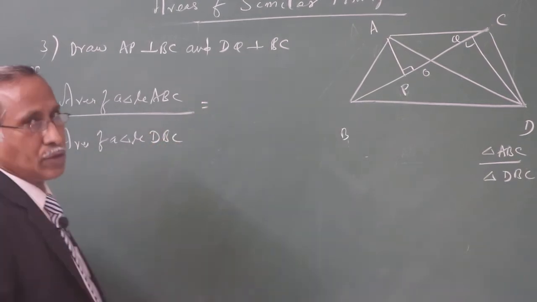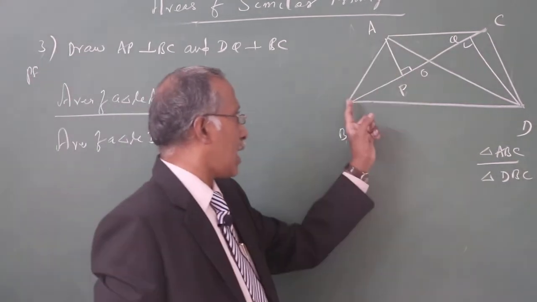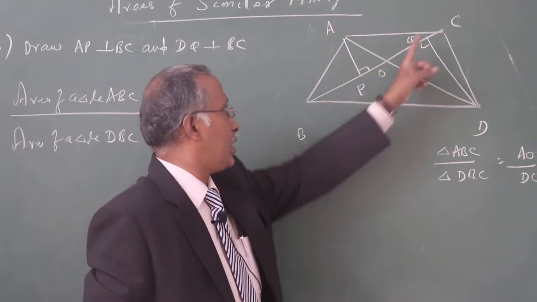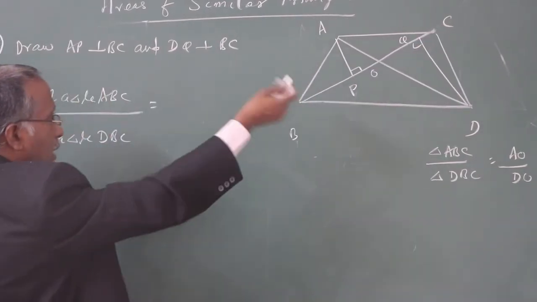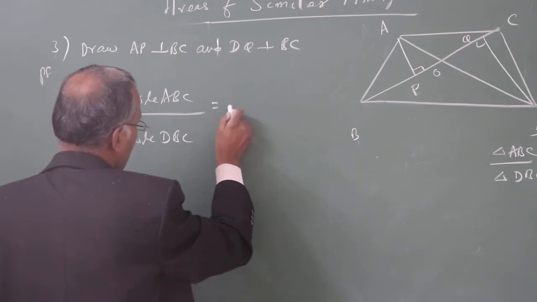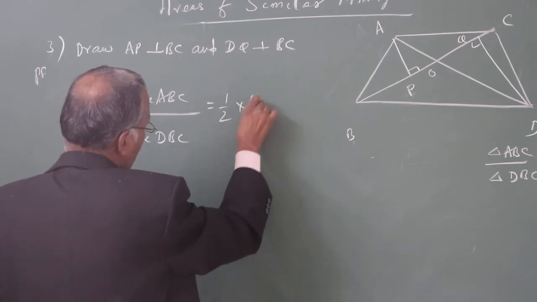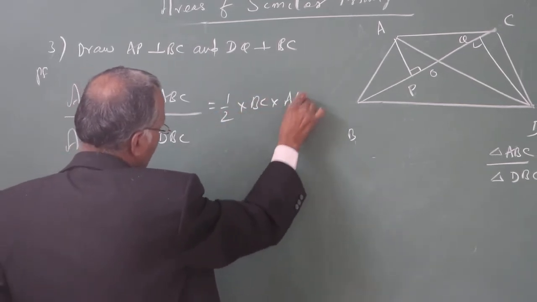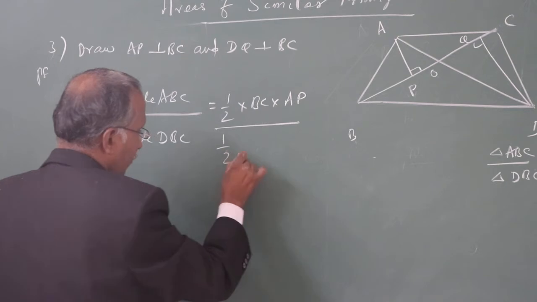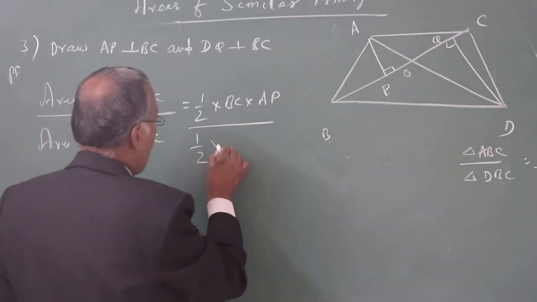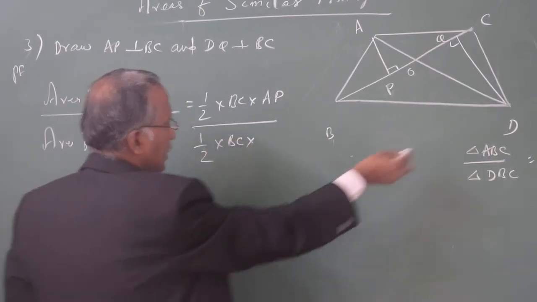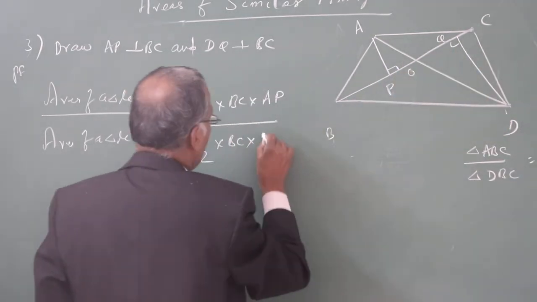Formula: half into base into height. In the triangle ABC, when BC is the base, AP is the height, because AP is perpendicular to BC by construction. Half into BC into AP. In the same way, in the triangle DBC, BC is the base, half into BC into height, which is DQ.